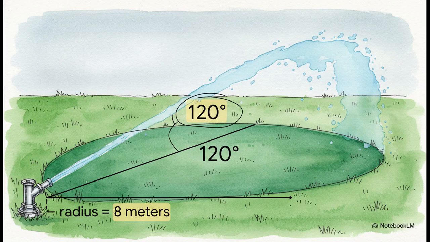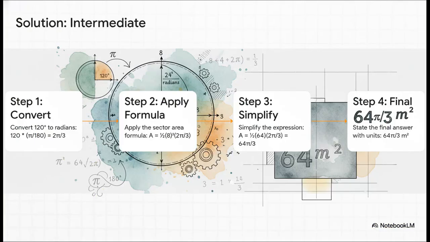All right, example number 2. Picture this. A lawn sprinkler sprays water in a 120-degree wedge, and the spray reaches 8 meters. Now, what's the very first thing that jumps out at you? That's right, the angle is in degrees. That's our first hurdle. And this goes right back to that golden rule we talked about.